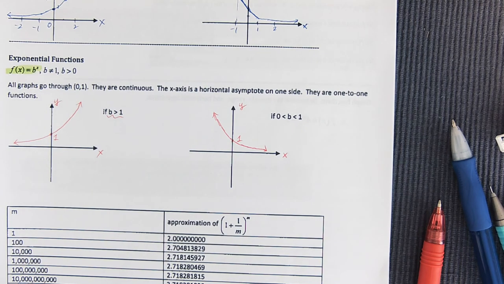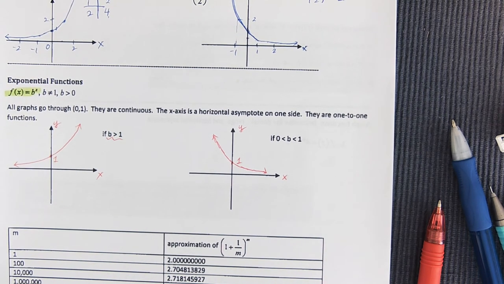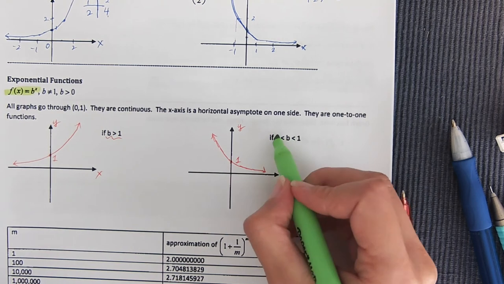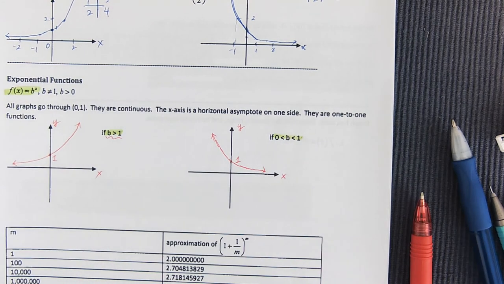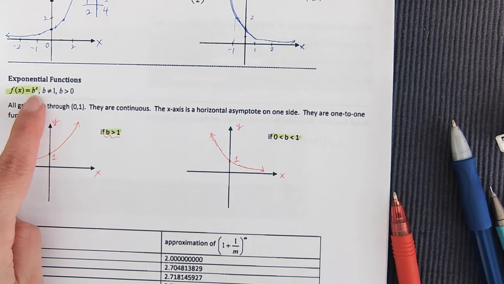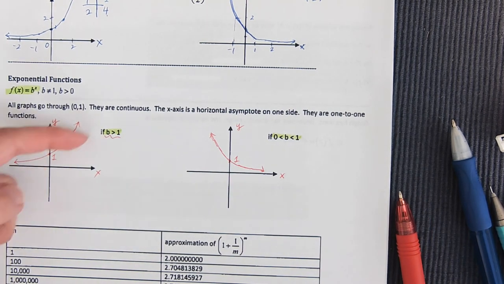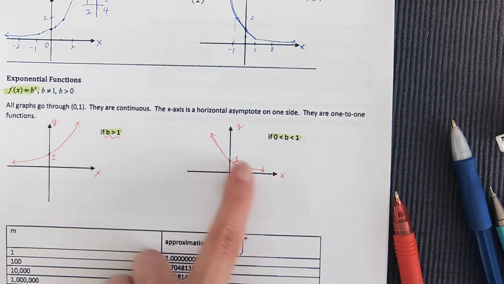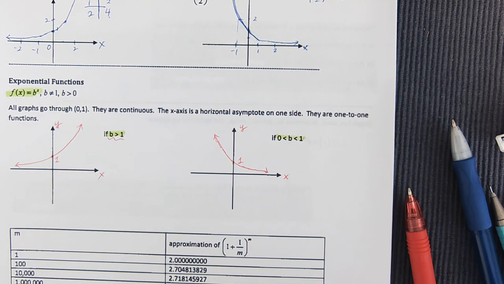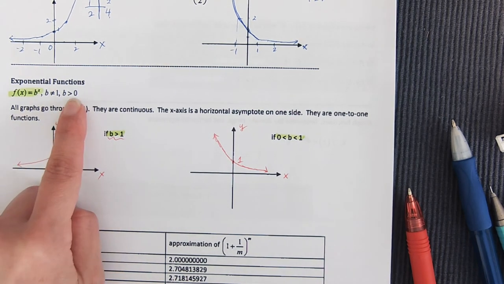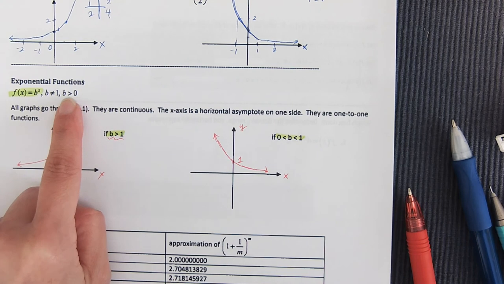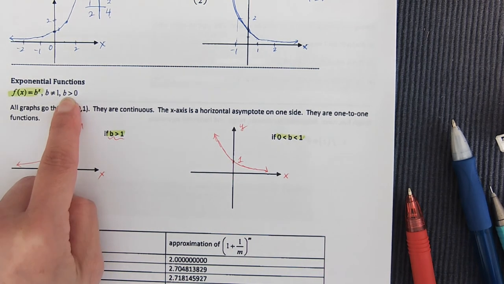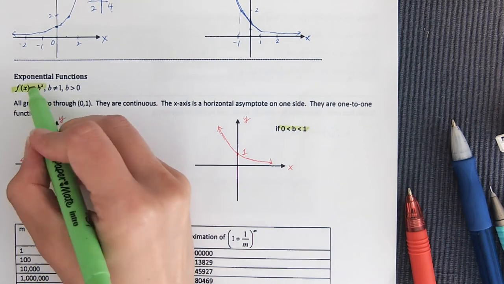Any questions so far? Just look at the shape. I want you to just remember the shape. Otherwise, don't worry about it. I won't ask about the detail. If base b is bigger than 1, the graph is going to increase. If base b is a fraction, between 0 and 1, the graph is decreasing. That's what this means. And b is always positive. There is no negative b happening.